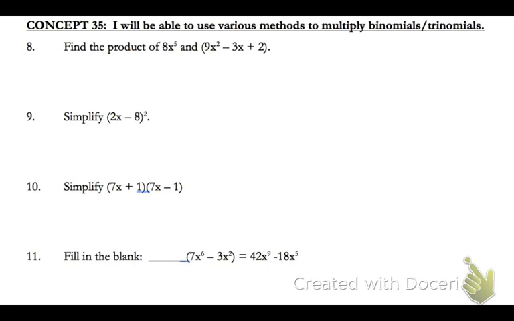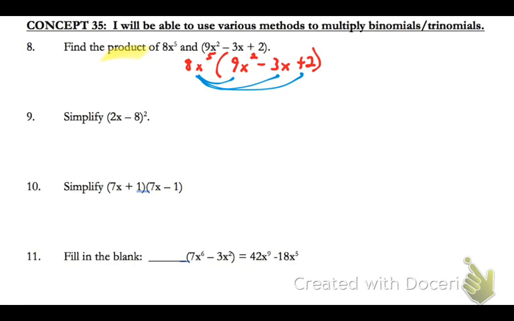Picking up here with question number 8, it says find the product of 8x to the 5th and 9x squared minus 3x plus 2. A key you can focus on is the word product. That does mean it is a multiplication problem. A lot of times we write it like this. And we use the distributive property to multiply 8x to the 5th times everything here.